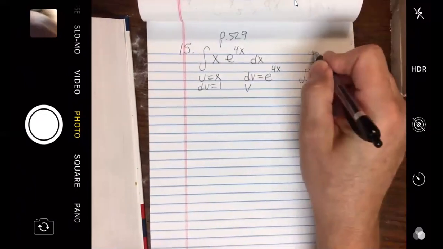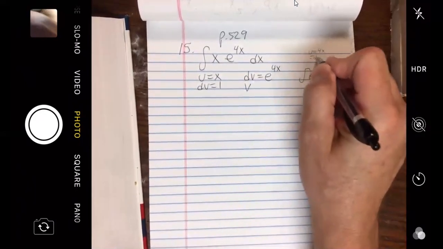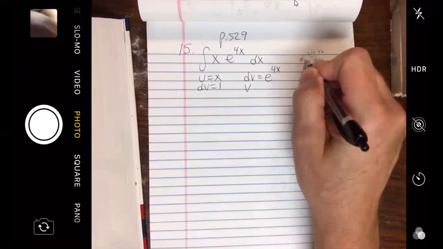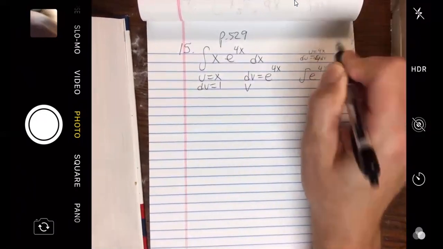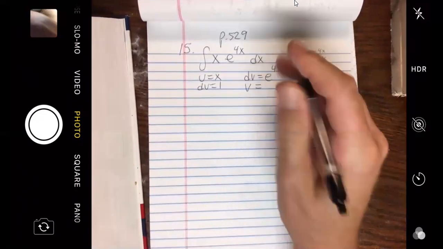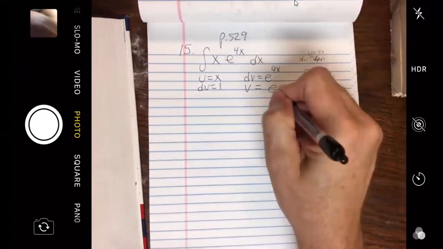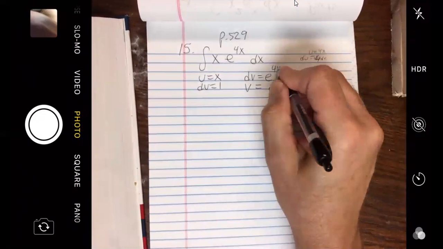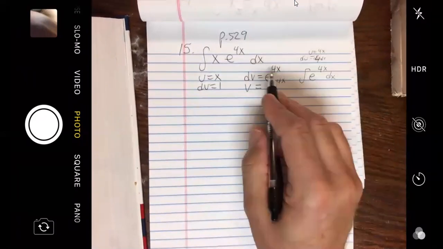Your u is 4x, your du is 4 dx, etc. And you'll get there. If you can do this in your head, you can really shorten it up. You get an e to the 4x. The question is, where does the 4 go when you anti-differentiate?